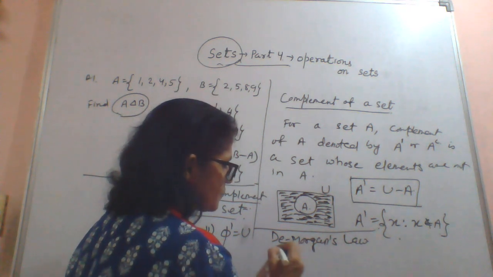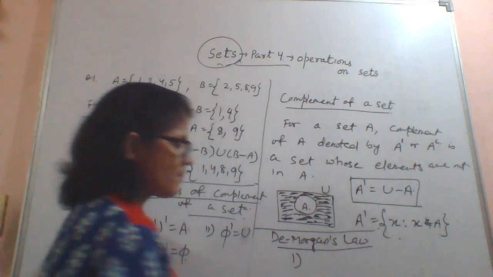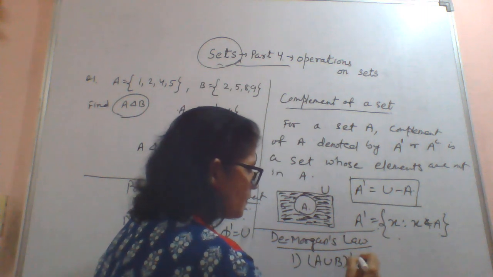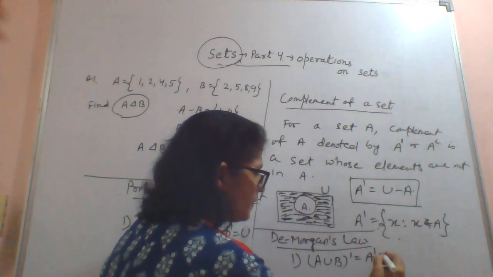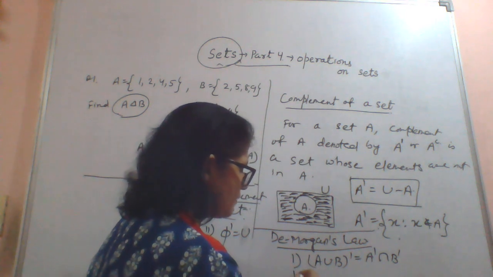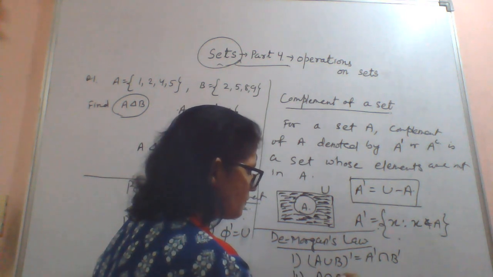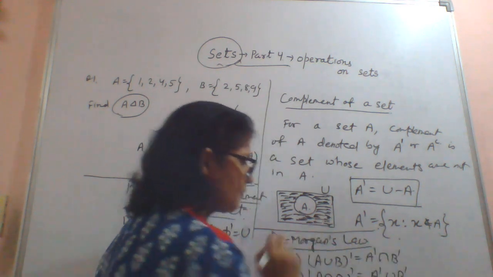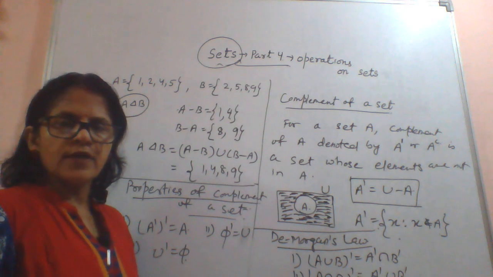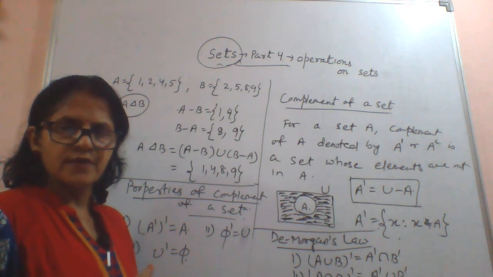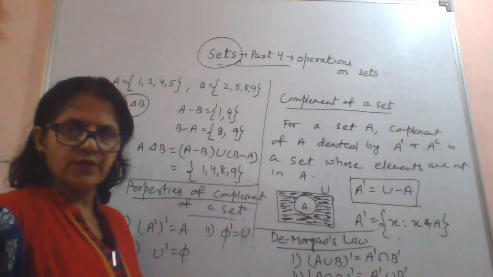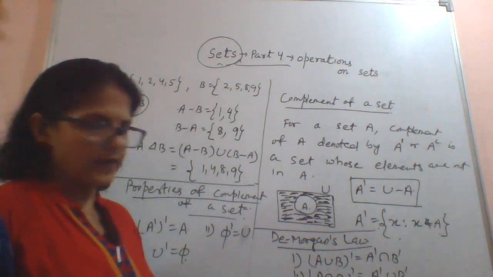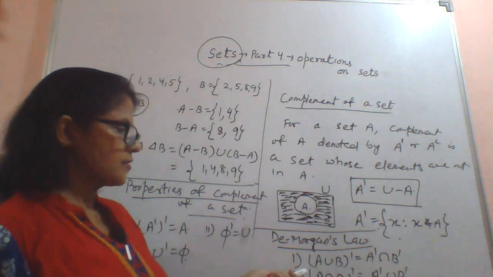So De Morgan's law has two parts. First part: complement of A union B is A complement intersection B complement. Then complement of A intersection B is A complement union B complement. De Morgan's law is one of the important properties of the complement of union and intersection of sets, and it also has a major role to play in mathematics. So we will prove both parts of De Morgan's law.